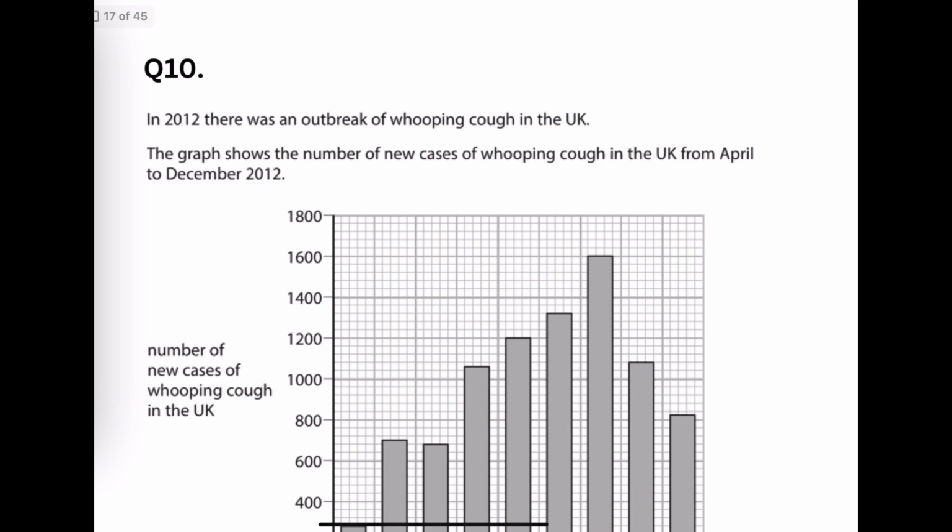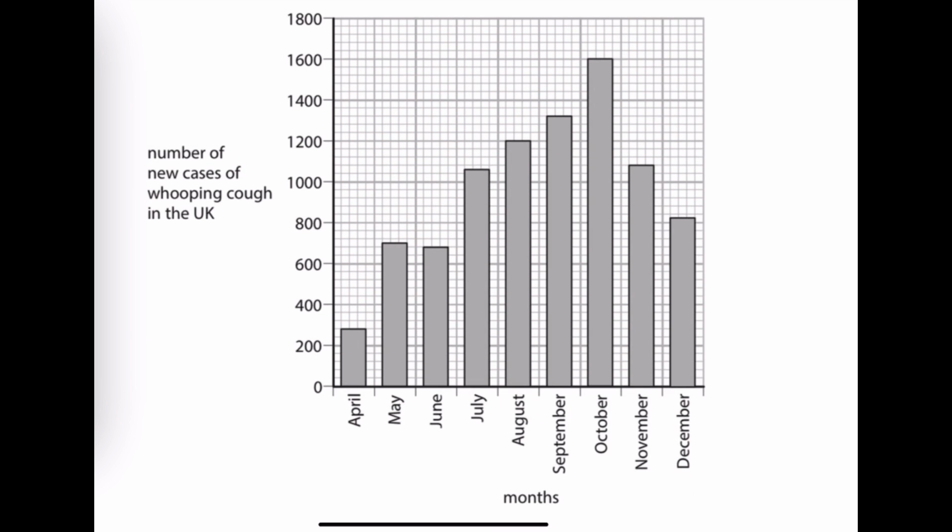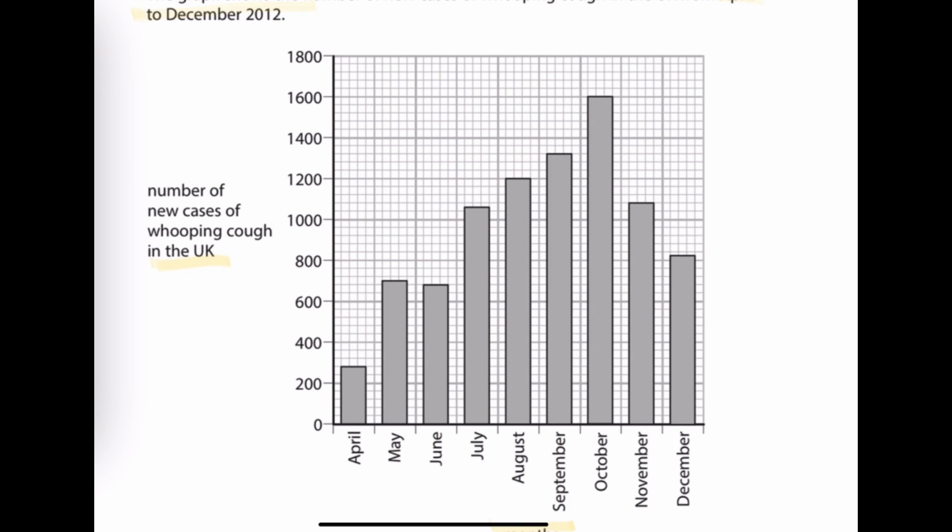So question 10. In 2012, there was an outbreak of whooping cough in the UK. The graph shows the number of cases of whooping cough in the UK from April to December. Let's make sense of this graph. This is the number. Sometimes they might put thousands in brackets, so make sure you remember that, and you remember it when it comes to your calculation. However, this time they do not want to trick us. And over here are the months.